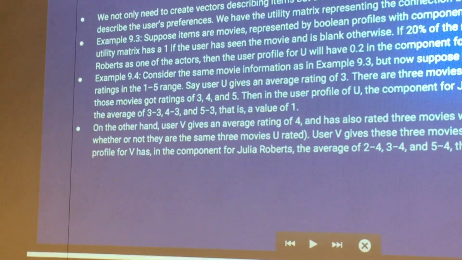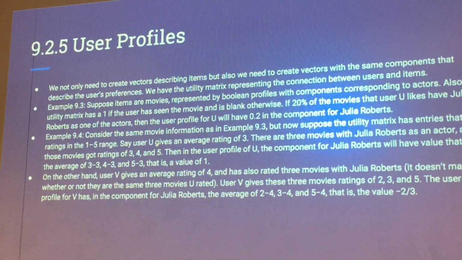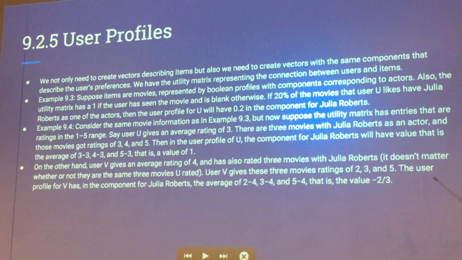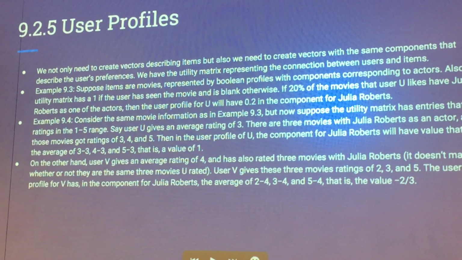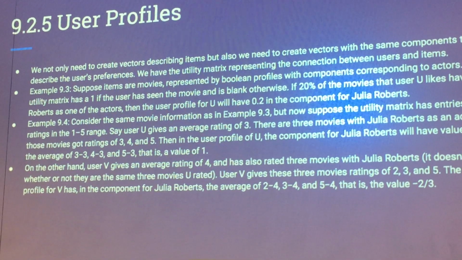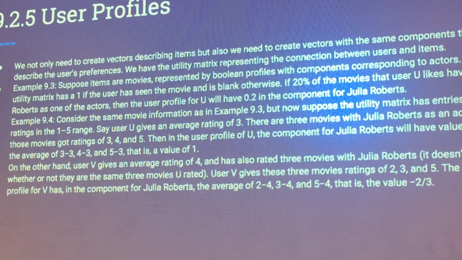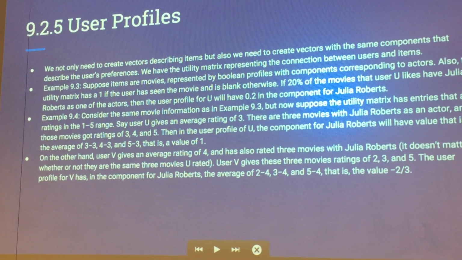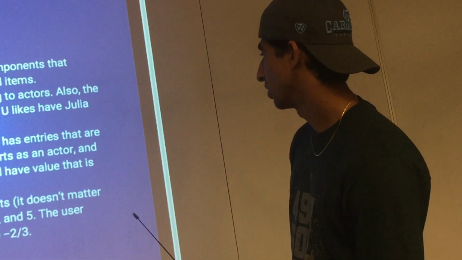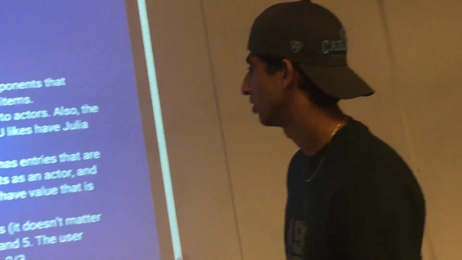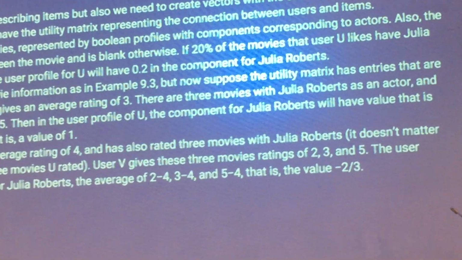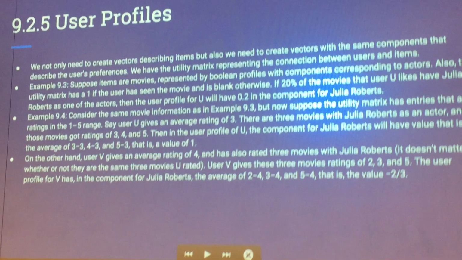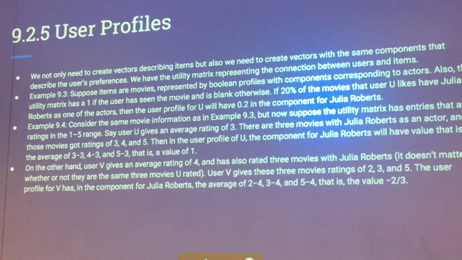Next slide. And then for user profiles, we not only need to create vectors describing the items, but we also need vectors with the same components to describe the user's preferences. For that, we could use the utility matrix, which represents a connection between the users and items. There are several examples which demonstrate that. Items in movies represent Boolean values, like if 20% of them have the user liking Julia Roberts, then the component will be 0.2 for Julia Roberts, and there are also other variations.